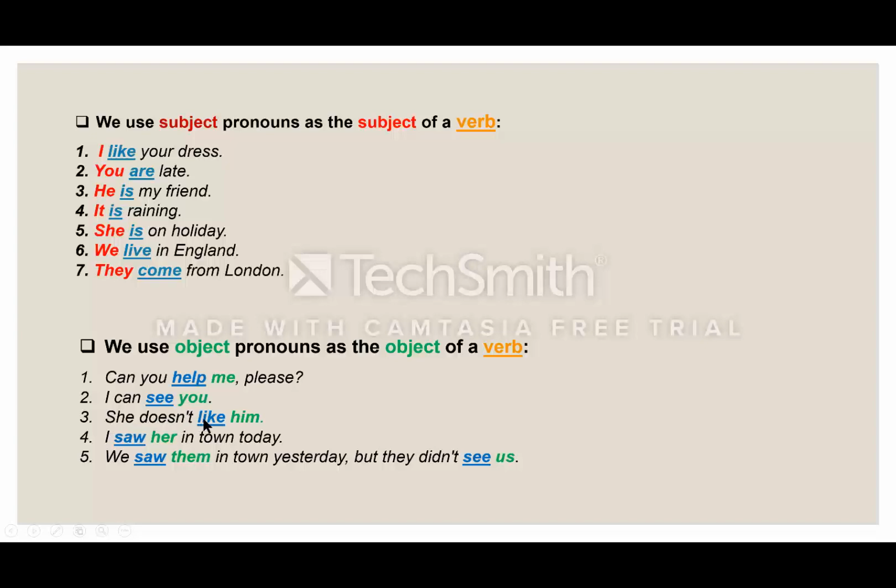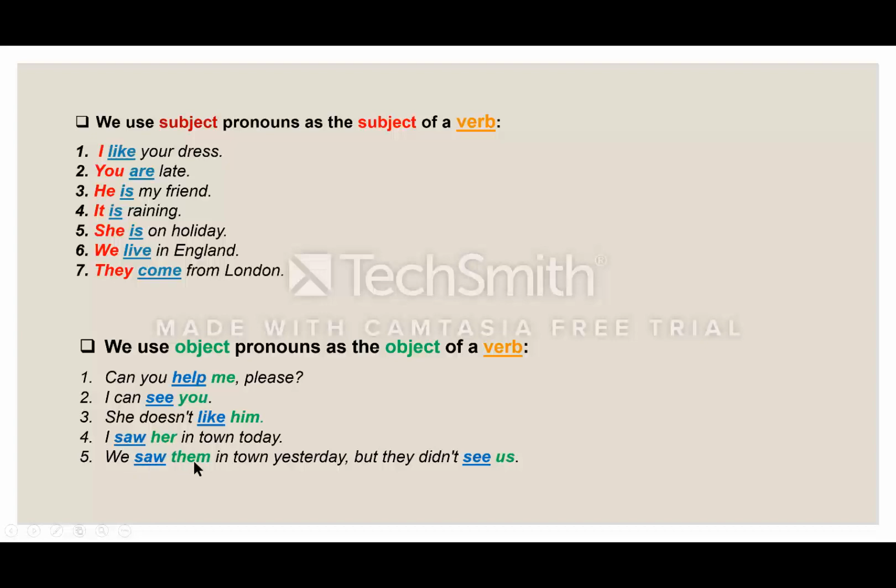She doesn't like him. Him, change it, is he. He in the subject, him in the object. Why him? Because it comes after the verb like. I saw her in town today. I saw her. Her is for the girl, she. So, it comes after the verb. We don't write she, we write her.